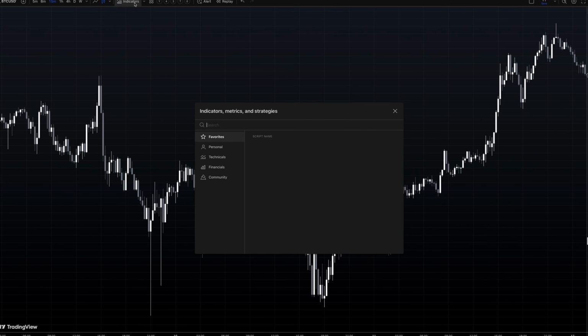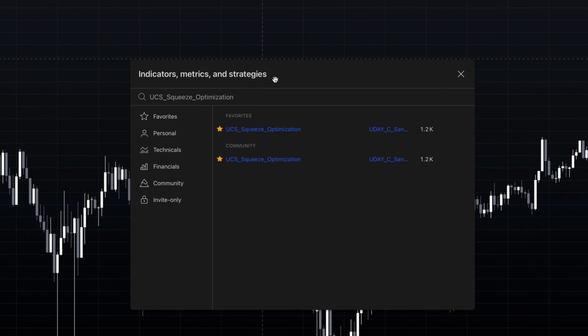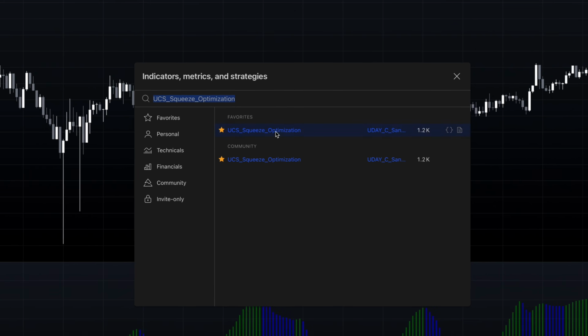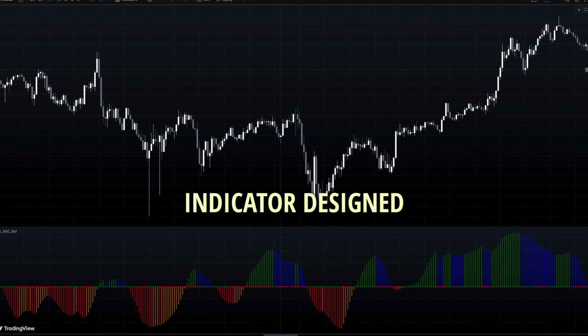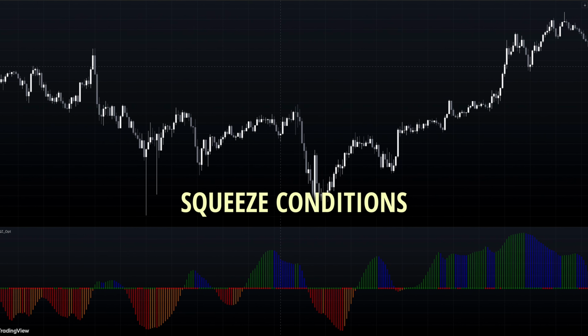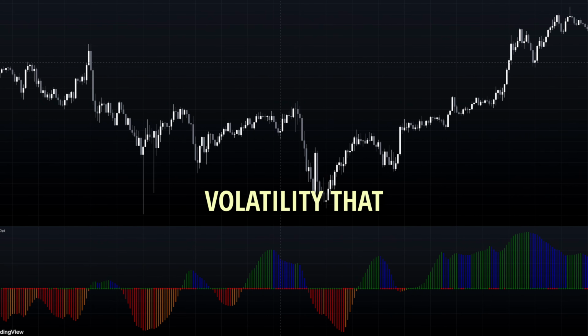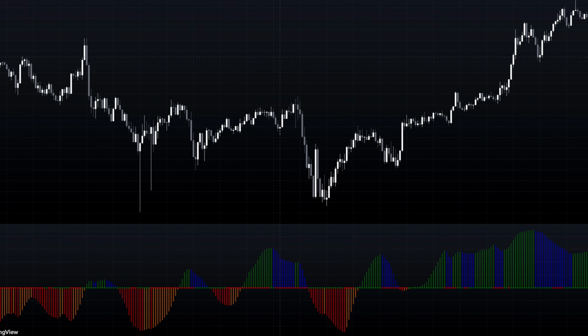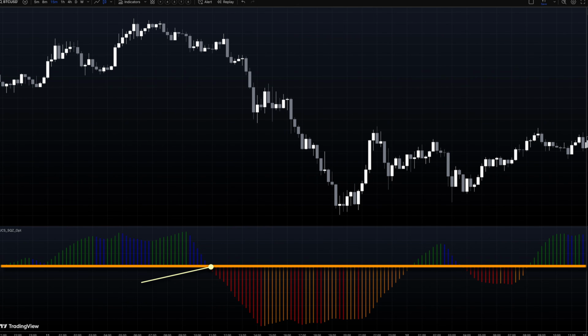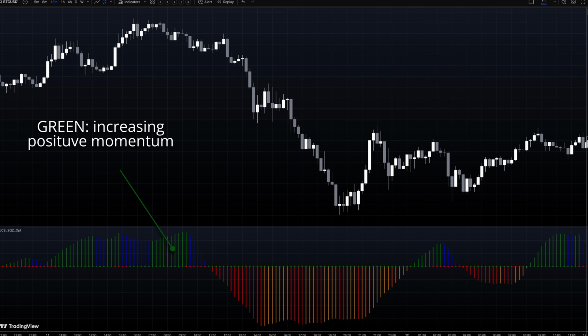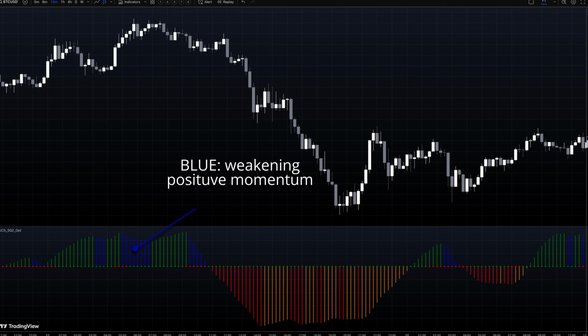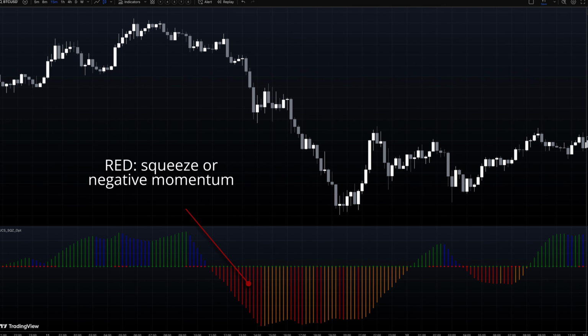The second tool in this strategy is UCS Squeeze Optimization by UDAYCS and Thakumar, an advanced momentum indicator designed to detect market squeeze conditions, periods of low volatility that often lead to significant price movements. It visualizes momentum using a color-coded histogram and a zero line. Green indicates increasing positive momentum, while blue signals positive but weakening momentum. Red represents squeeze conditions or negative momentum, and orange shows decreasing negative momentum.